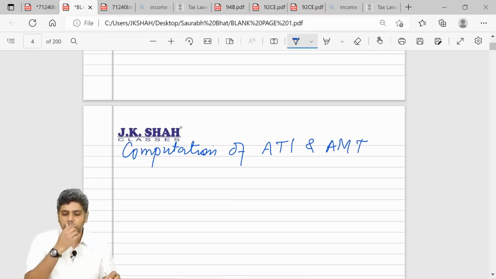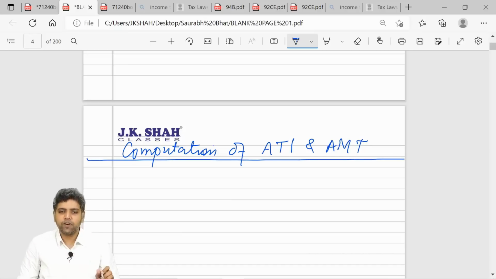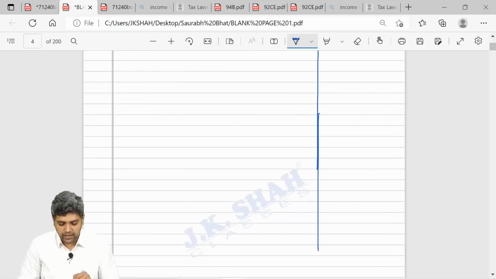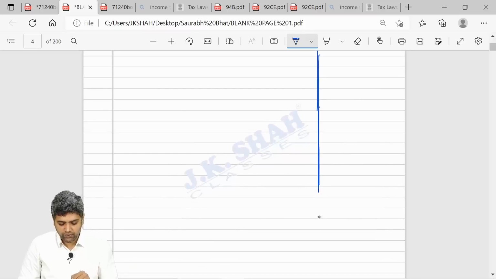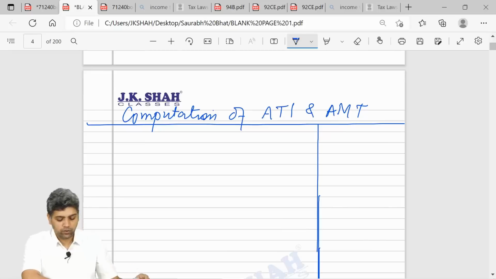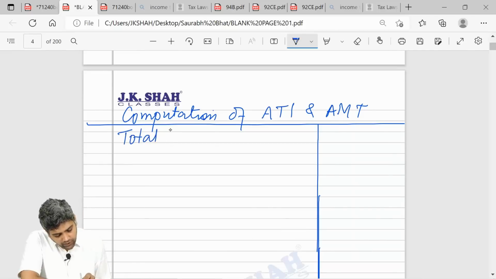Under MAT, we call it book profits, and under AMT, we call it adjusted total income. Just to reiterate, if you have opted for the provision of 115BAC in case of an individual or HUF, then the provision of AMT is not applicable to you. Now, the starting point over here is total income as per regular provisions.